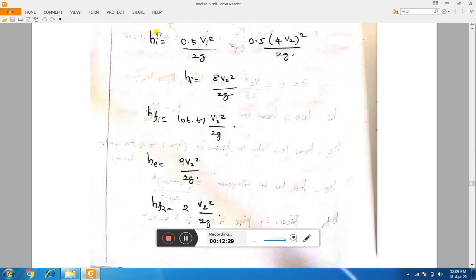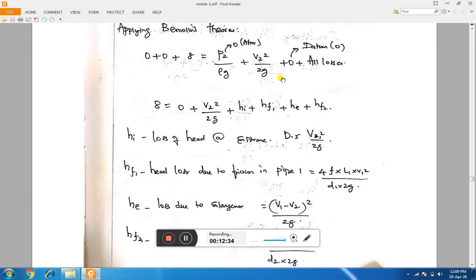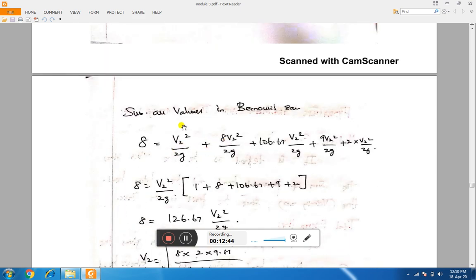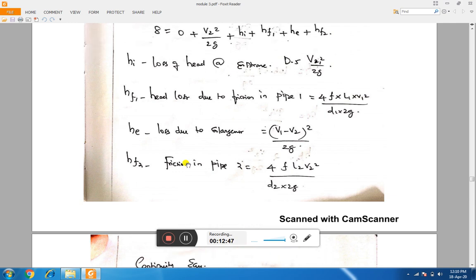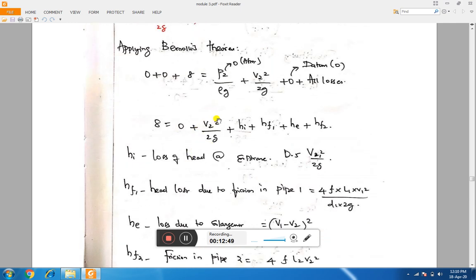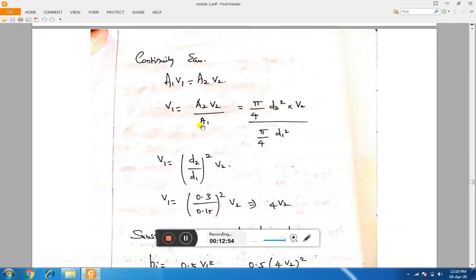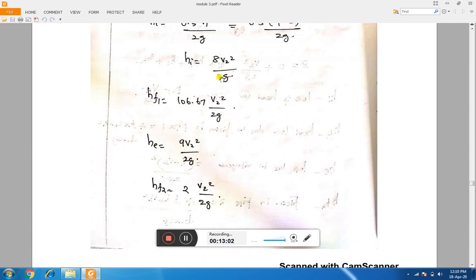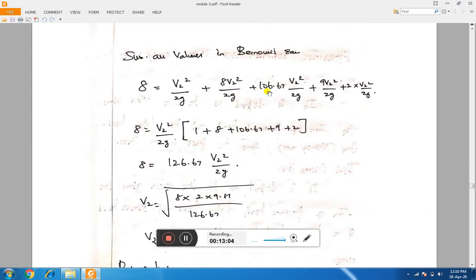Now substituting all these losses hi, hf1, he, hf2 in this equation, the equation will reduce. What is this V2 square by 2g? This V2 square by 2g is already there in this equation, apart from the losses. So that V2 square by 2g plus these four losses. First 8 V2 square by 2g, adding this we have this value.